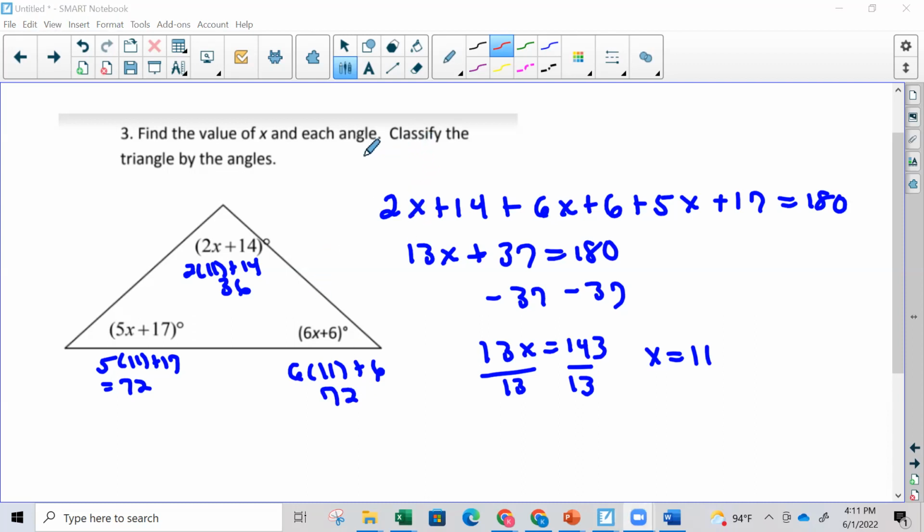And the last thing it says is classify the triangle by the angles. Well, I have two angle measures that are equal, which means that the two sides across from them, this one and this one, are also equal, and this is an isosceles triangle. So anytime there are two angles that are equal or congruent, we have an isosceles triangle where these are the two base angles and this is my vertex angle.